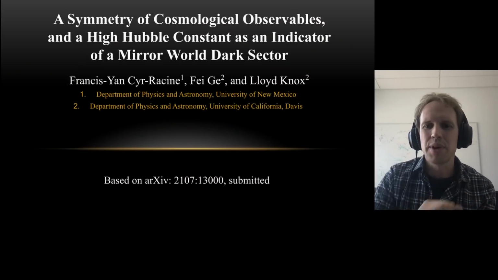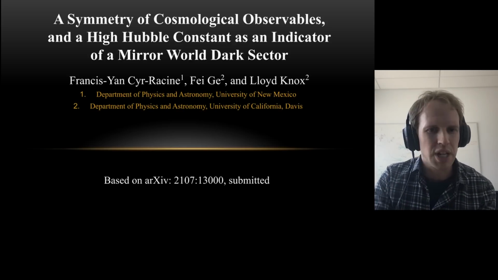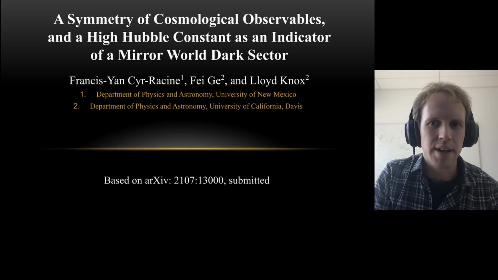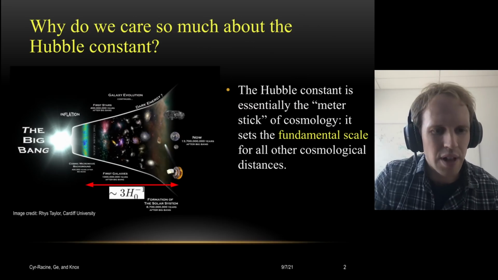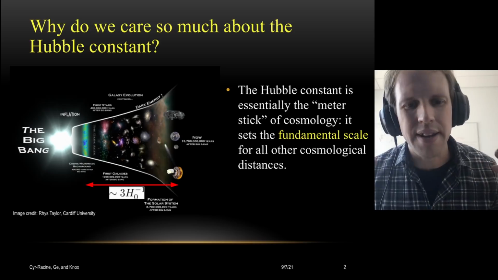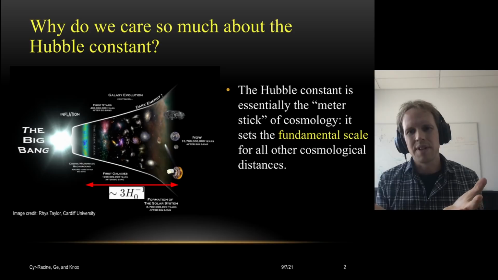Okay. So again, I want to give credit to Fei Ge, who has done a lot of the numerical work that we're going to be presenting here, and this paper has been submitted to the arXiv at the number found here. As we've alluded to many times, we have the symmetry, but what we found here is a potential solution to the Hubble constant problem.